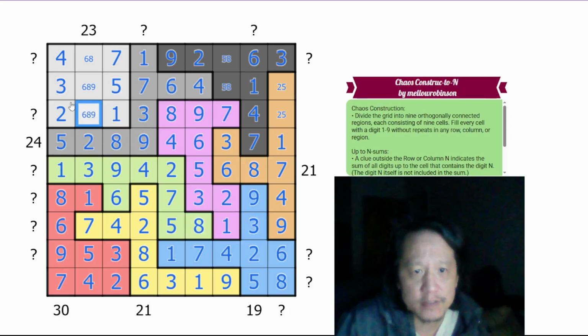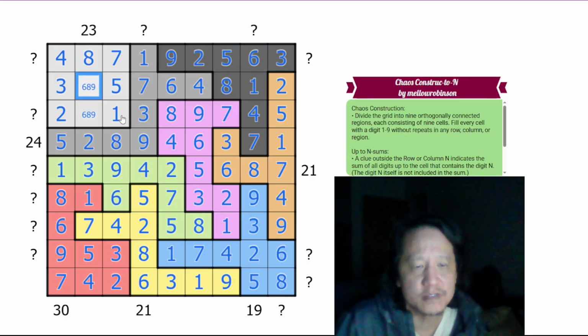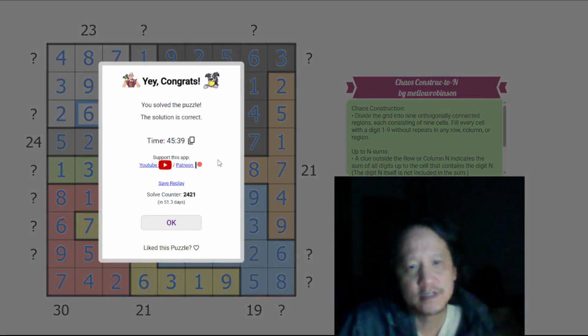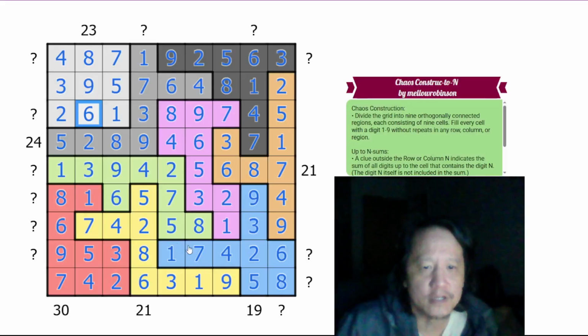This 2 eliminates 2 here, so this is 5, which makes this 2. 5 eliminates 5 here, so it's 8, which makes this 5. 6 eliminates 6 here, so it's 8. This can't be 6 or 8. It's 9. This can't be 8 or 9. It's 6. And that's a solution.